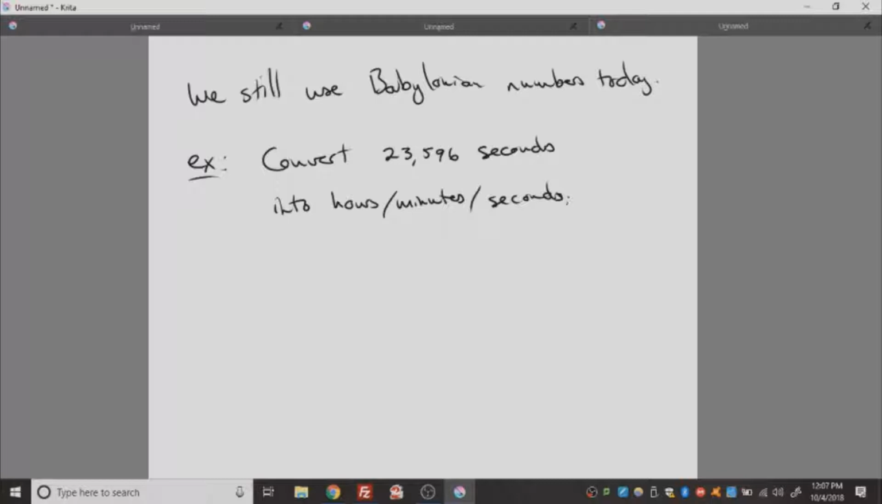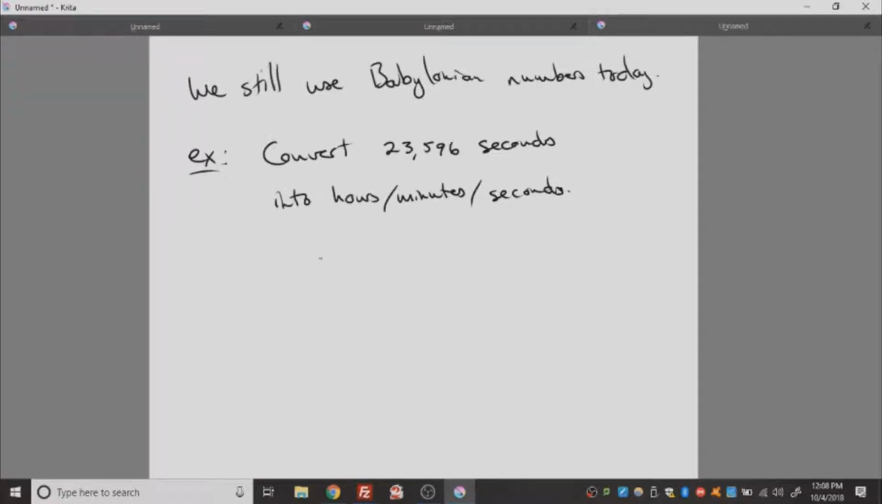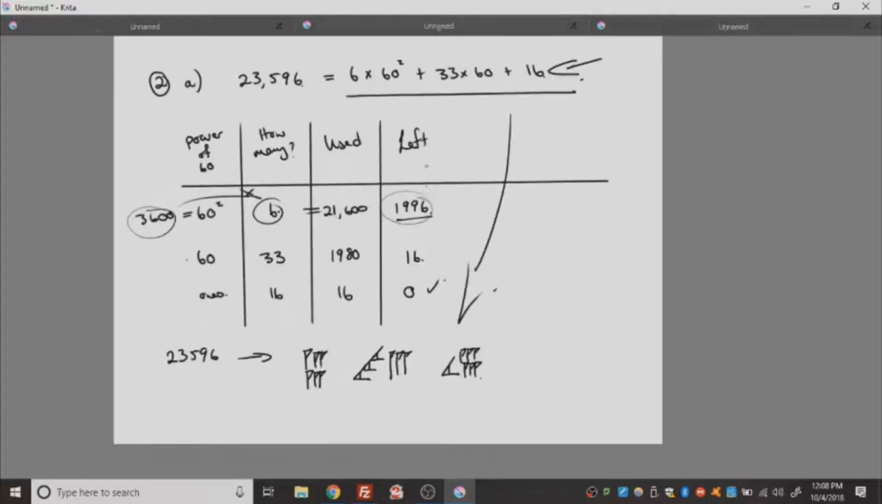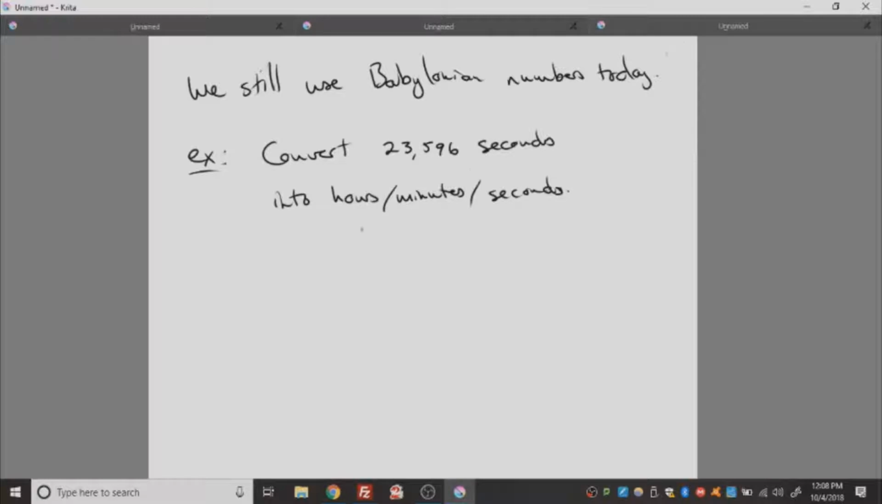It's Babylonians that made that. I think it was just random. You just decided to count in 60s. No, they did, and we stole it from them. Not stole, it just came down to us over the years. You would do exactly this calculation and say 6 hours, 33 minutes, 16 seconds. It's the same number.